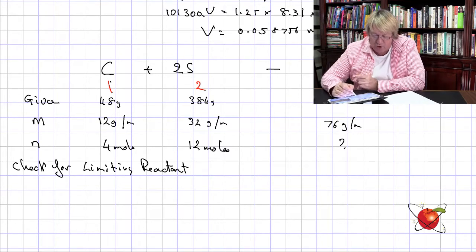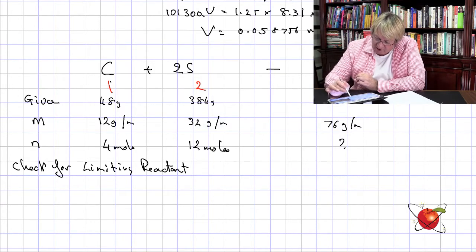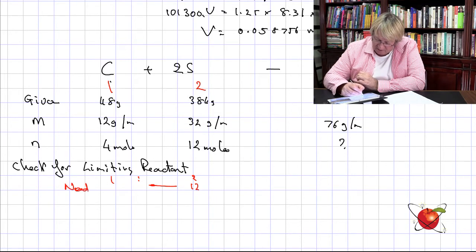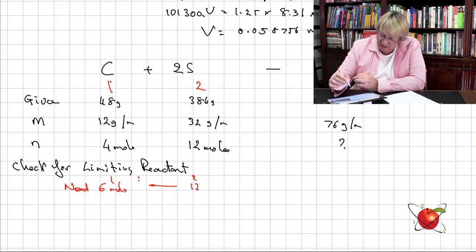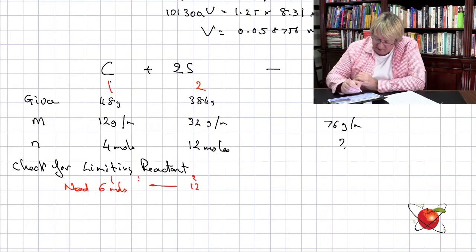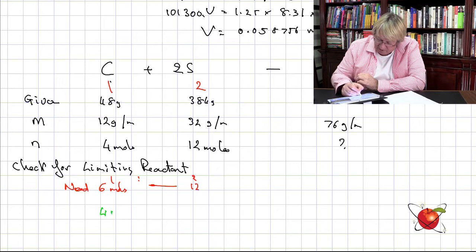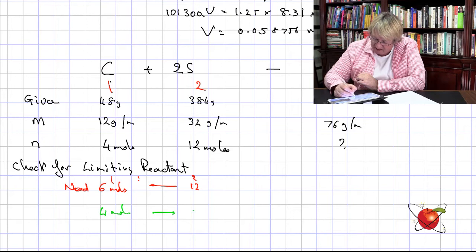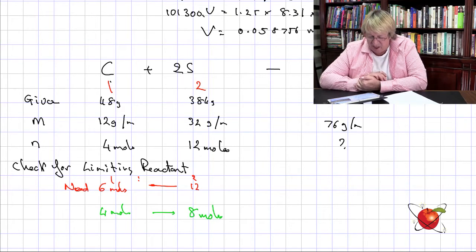Well, let's first of all try and see, I'm just going to change color here. If we've got 12 of these, how many carbons do we need? Well, they're going to react in the ratio 2:1. So therefore, if that's 2, I'm going to need 6 moles. That's the first part. Let's look at the second part. Let's now look at the carbon and say, we start with 4 moles. If I have 4 moles, how many do I need of the other one? I need 8 moles.